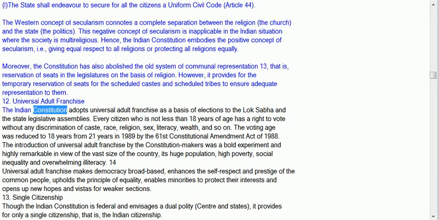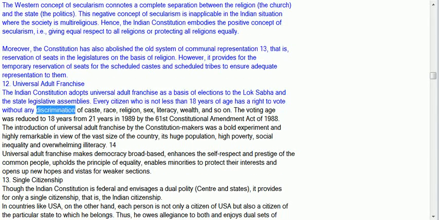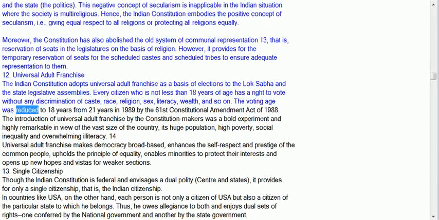12. Universal adult franchise. The Indian Constitution adopts universal adult franchise as a basis of elections to the Lok Sabha and the state legislative assemblies. Every citizen who is not less than 18 years of age has a right to vote, without any discrimination of caste, race, religion, sex, literacy, wealth, and so on. The voting age was reduced to 18 years from 21 years in 1989 by the 61st Constitutional Amendment Act of 1988.